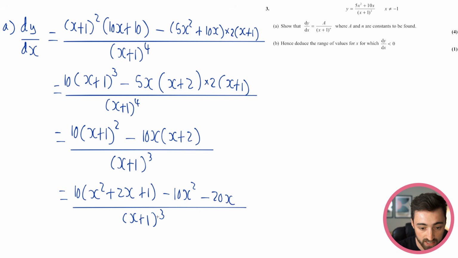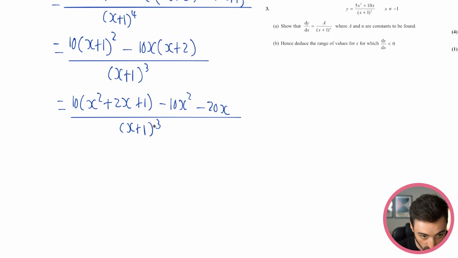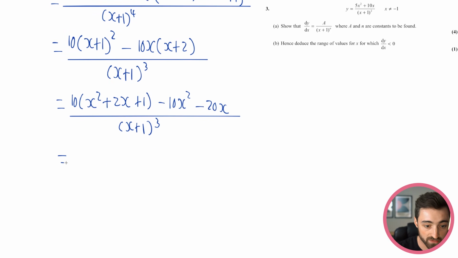Right, let's clean up. So what do I have here? I'm going to have 20x squared. I'm not going to have 20x squared. I'm going to have 10x squared. See, this is what happens in exams. And then plus 20x plus 10.